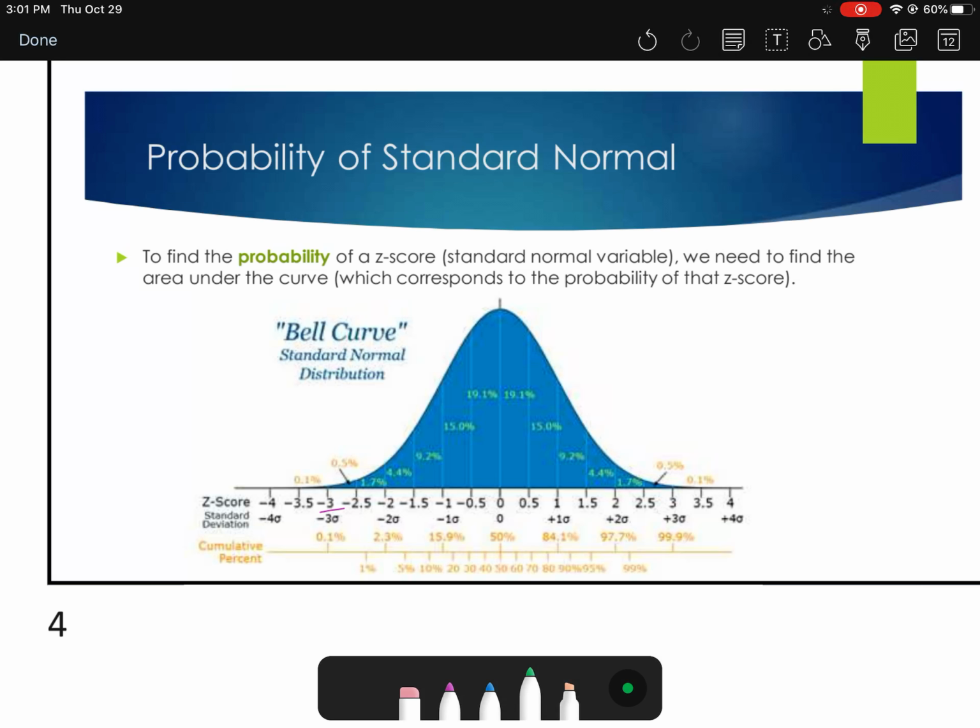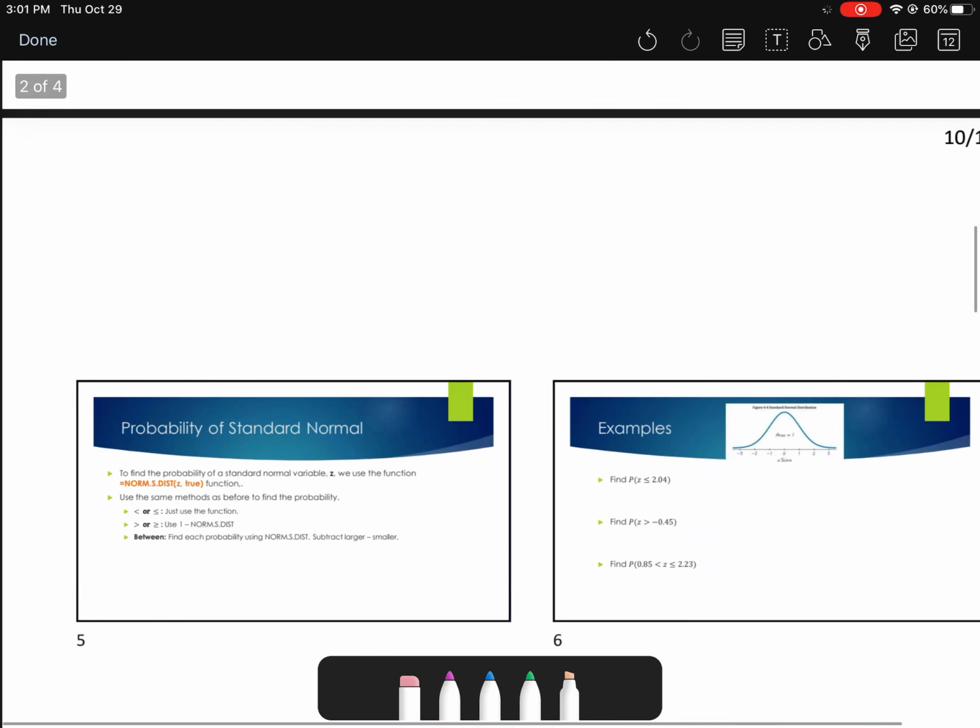To find the probability of a z-score, so again, that's your standard normal variable, we need to find the area under the curve, which corresponds to the probability of that z-score. So again, very similar to what we did with Part 1. If I want to find that probability, I'm finding that area under the curve. These are set up the same way as the other one. It's just that instead of your mean and standard deviation being any number, my mean is always 0 and my standard deviation is always 1.